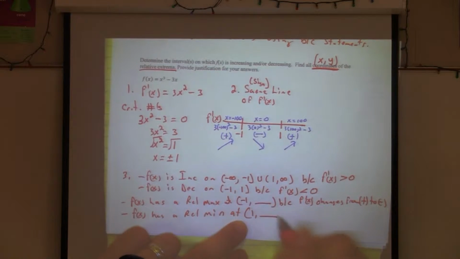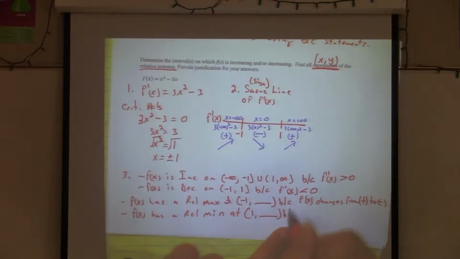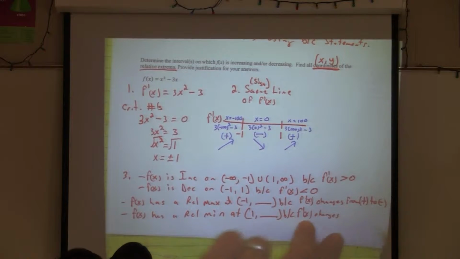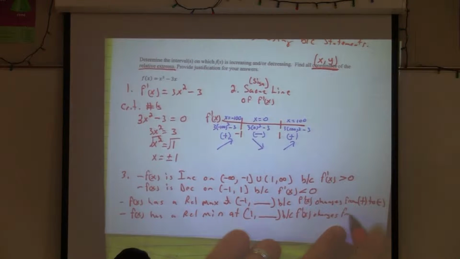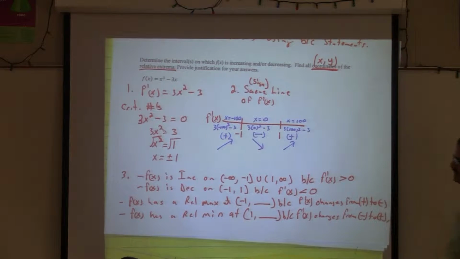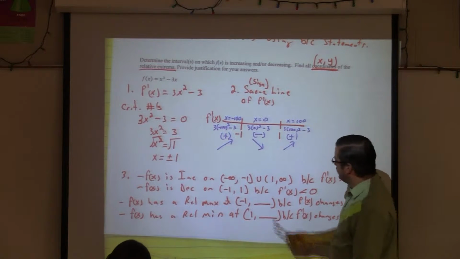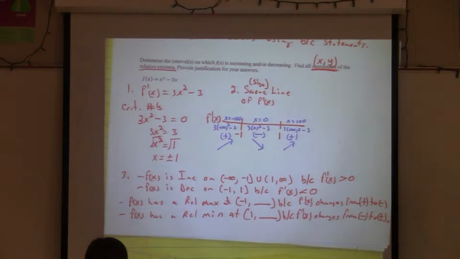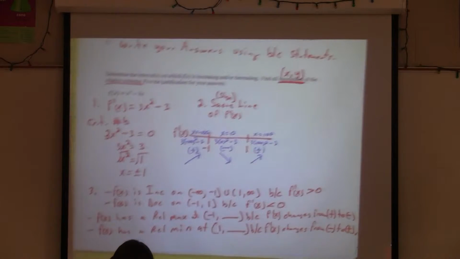1 comma something, right? And what was the justification for that? Very good. The derivative changes from negative to positive. Okay? So the last thing we want to do is find out those y values since they were asking us for the entire coordinate. So, like you said, we're going to plug it into what?